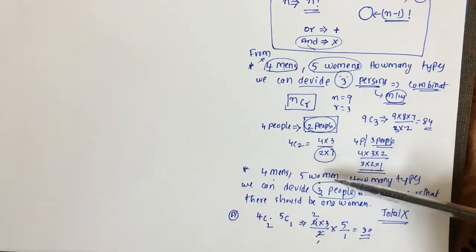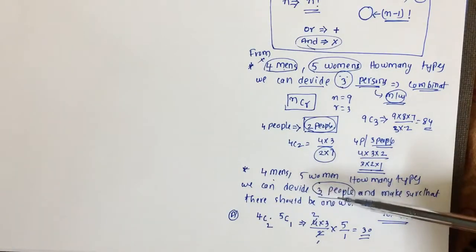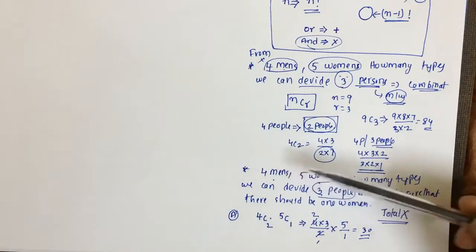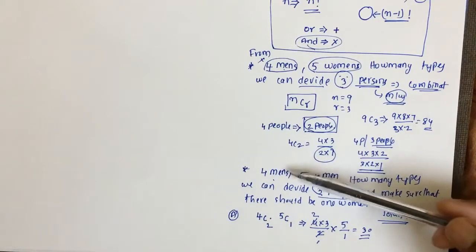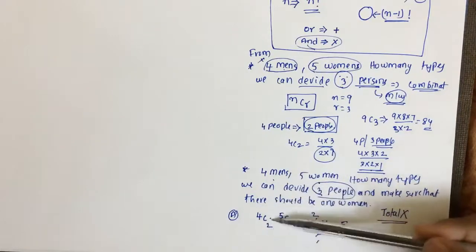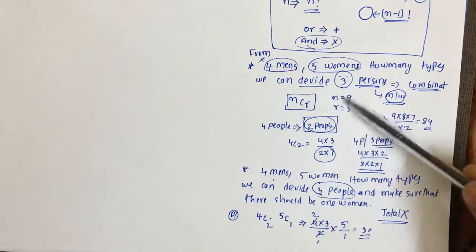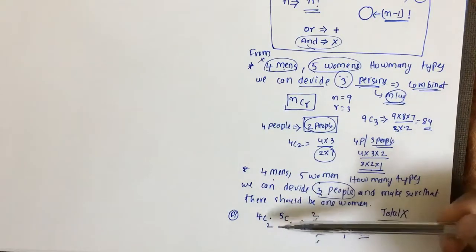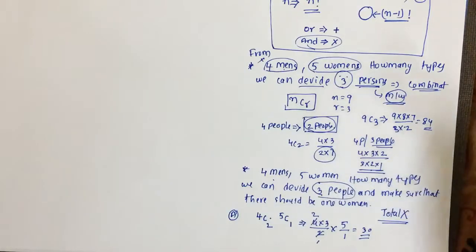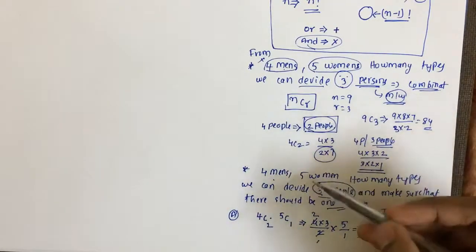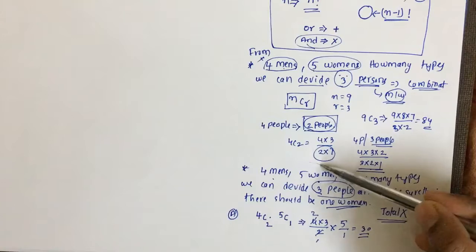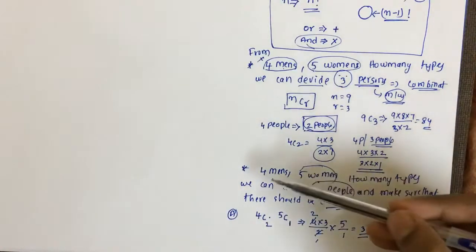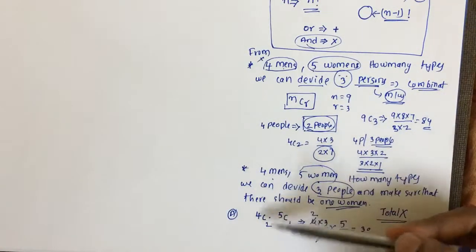So this is a very simple question. 4 men, 5 women, how many ways can we divide 3 people and make sure that there should be 1 woman. So here they have given the sex clearly, men and women. Because of that reason we can't take it as a total like the way we have taken in the first problem. So next, first we have to divide them, 4C and 5C. They have clearly mentioned in the question, 1 woman should be there. Because of that, among these 5 women there will be 1 woman that comes here, and from the 4 men the remaining 2 people come here.